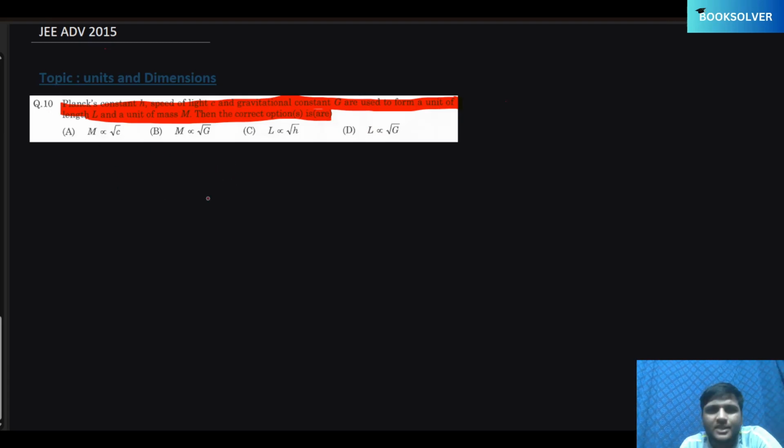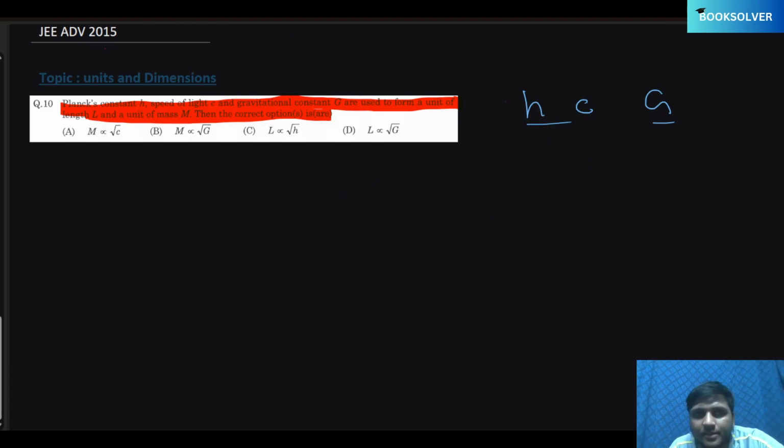To solve these kinds of questions, there are two basic approaches. One is to write all the dimensions, like M should be equal to M^a L^b T^c, and then equate to find all the powers. We generally don't prefer this until we do not know any formula. Just after reading the question, let's first write all the quantities which are given: h is given, c is given, and G is given. So how can I relate them in an equation?